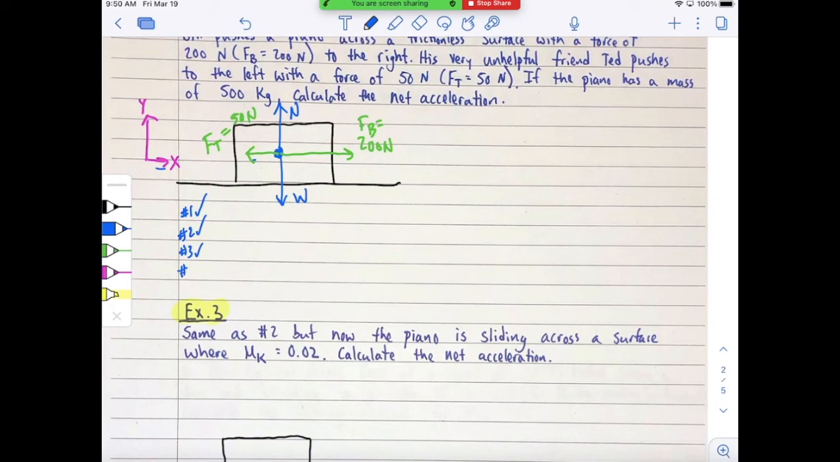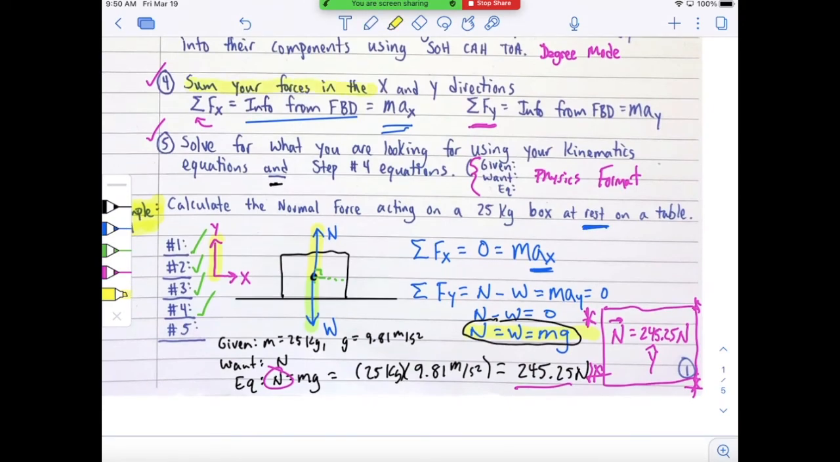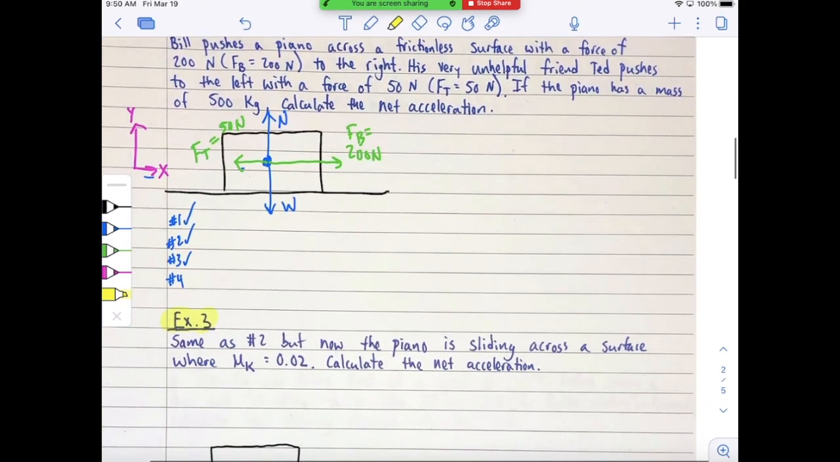Step 4, and I'm actually going to roll up to this one so you can see what it says. Step 4 says to sum your forces in the x and y directions. So you're going to use the Greek letter sigma and the Greek letter sigma over here, and you're going to sum up your forces in the x and y. So I'm just going to come over here. Step 4, summing my forces or adding forces in the x. And for this one, I have the force of Bill going to the right minus the force of Ted. Because you can see Ted is over here and he's going to the left. And then I set that equal to m times a, my acceleration in x direction.